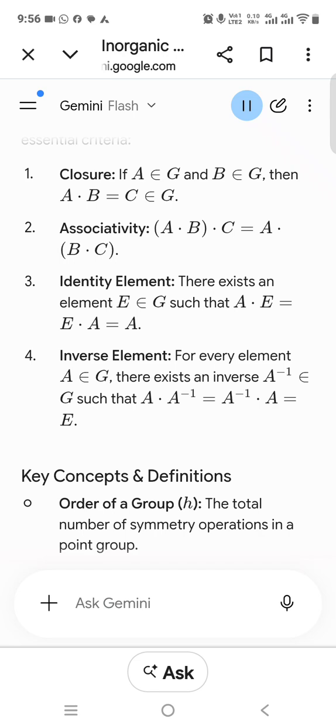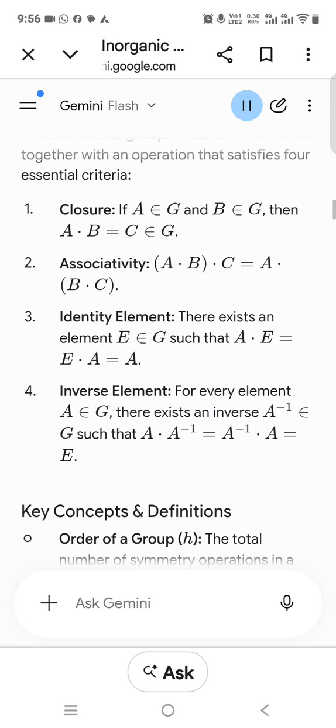Practical applications in chemistry. Optical activity, chirality. A molecule is optically active, chiral, if it lacks an S_n axis, which also excludes σ and i, as S_1 equals σ and S_2 equals i. Dipole moment. A molecule has a permanent dipole moment only if it belongs to C_1, C_s, C_n, or C_nv point groups.